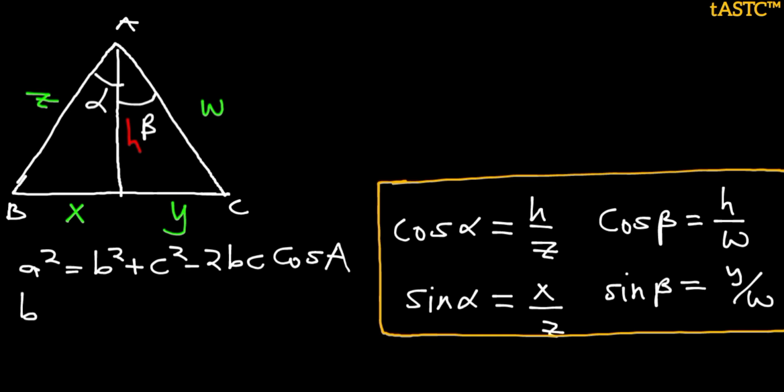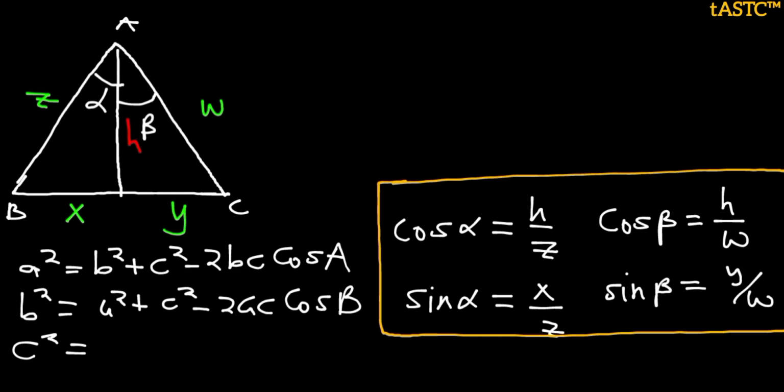So I need to rewrite this too. That will be equal to a squared plus c squared minus 2ac cos B. You could also have c squared. That is going to be equal to a squared plus b squared minus 2ab cos C.